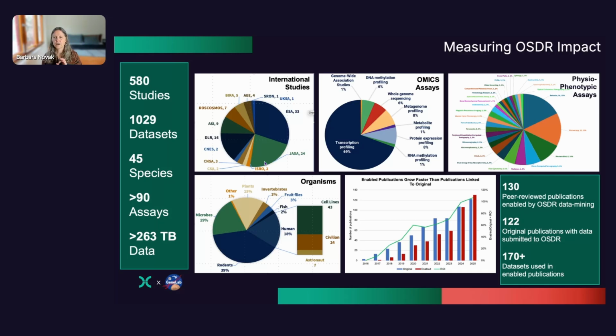There are also 130 peer-reviewed enabled publications. That is publications from analysis that was performed on data that was pulled out of OSDR. So data that had already been submitted before and is now being used to generate new insights and new research. Over time, you can see that the rate of growth has been faster for the enabled publications than for original publications, which shows that scientists have been able to perform new research with data in our data repository.